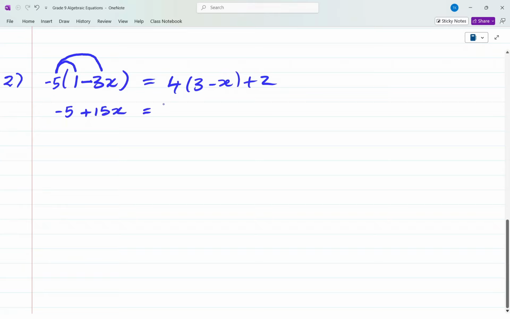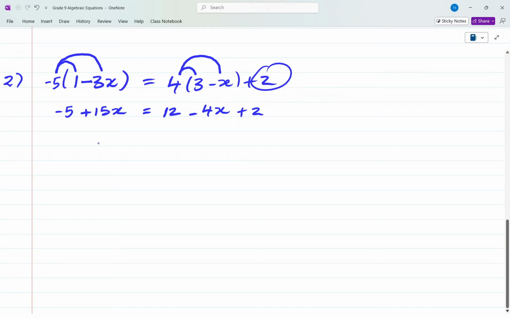And then this is your equal sign. We're still using the distributive property in here. 4 multiplied by 3, you will have 12, and then 4 multiplied by negative x, you will have negative 4x, and then you have plus 2. I need you to understand that this 2 is not going to be affected by the distributive property because it was not part of the bracket. All right, we move on. And then we are now grouping the like terms.